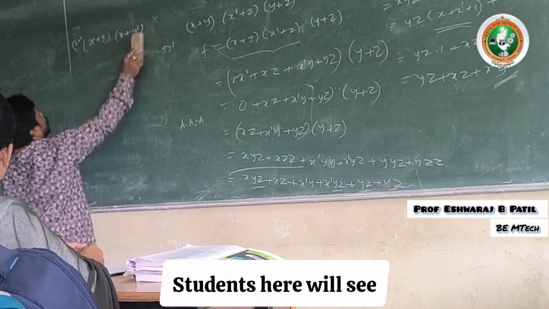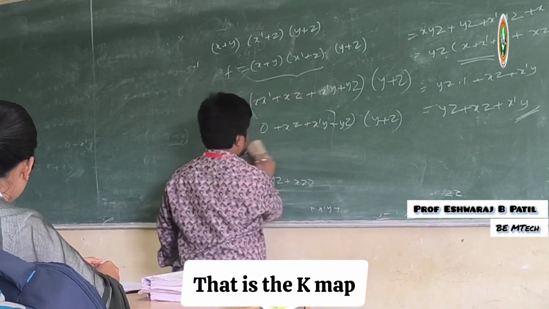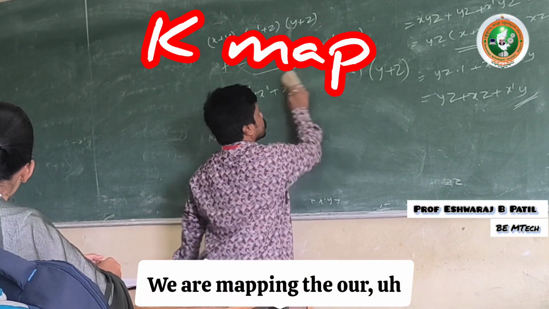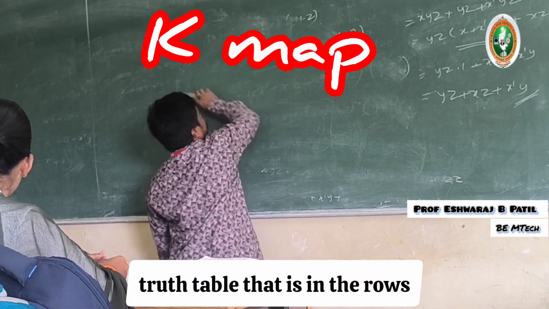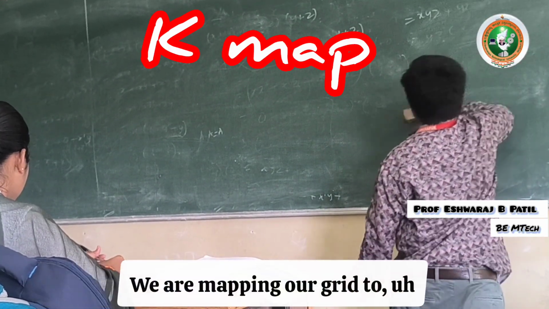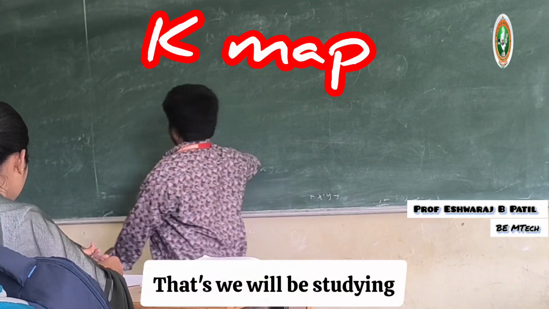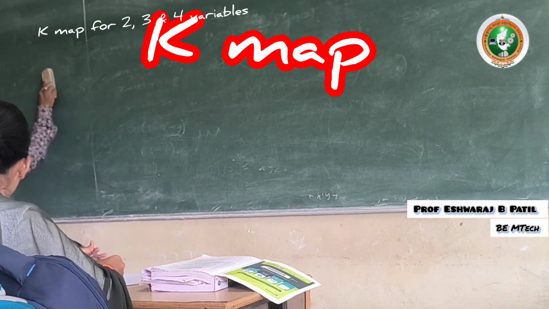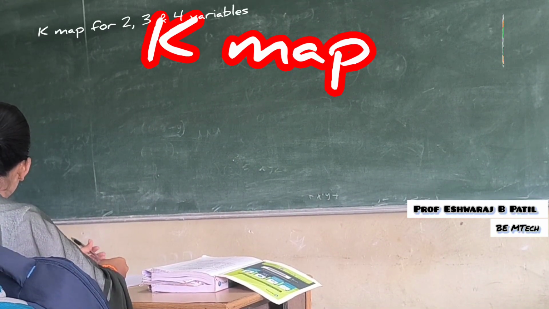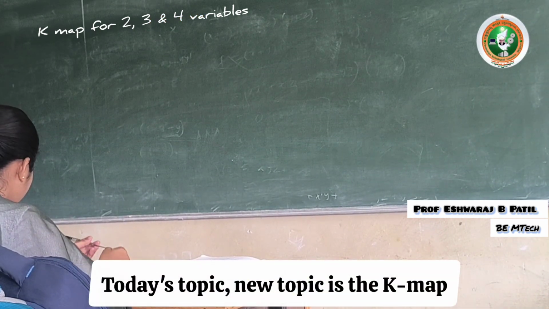Students, here we will see how to transfer our truth table, which is in rows and columns, into the grid form, that is the K-map. We are mapping our truth table to the K-map. That's what we will be studying. Okay, today's new topic is the K-map.